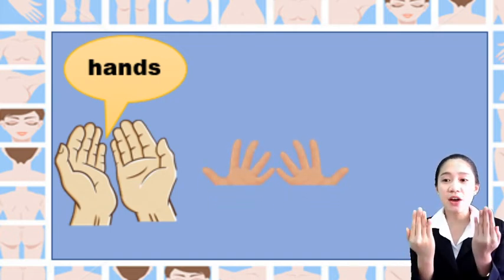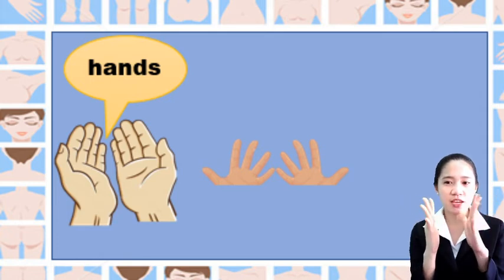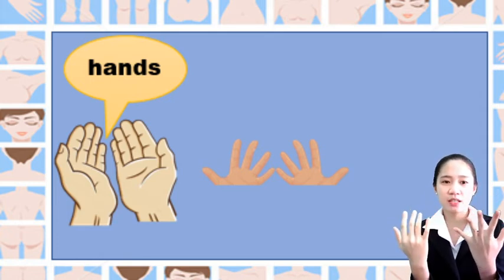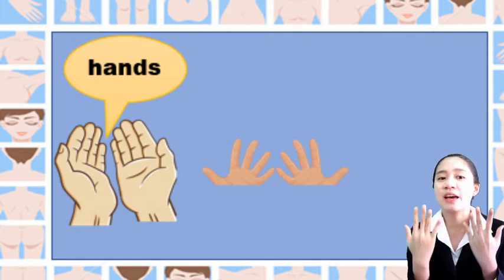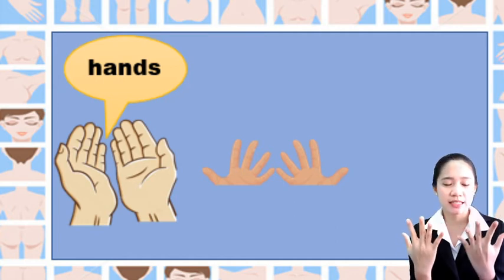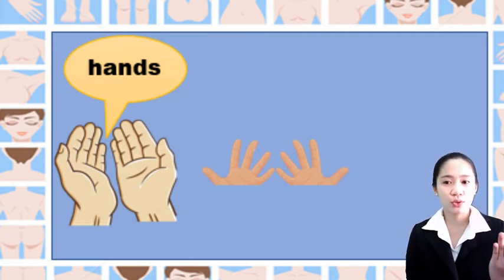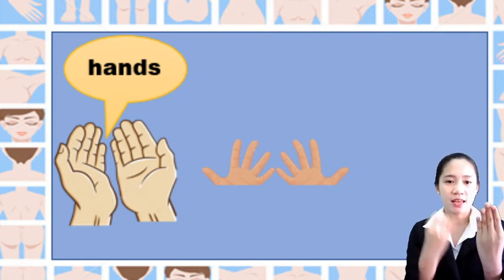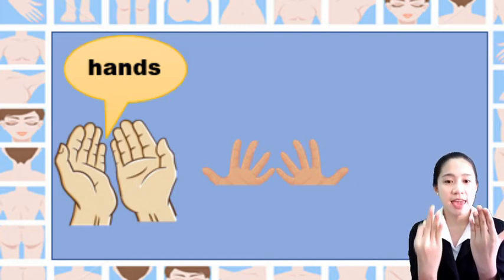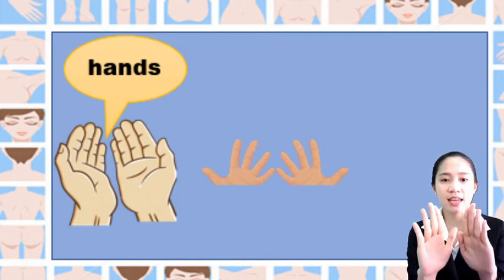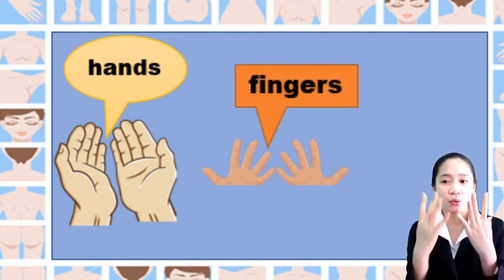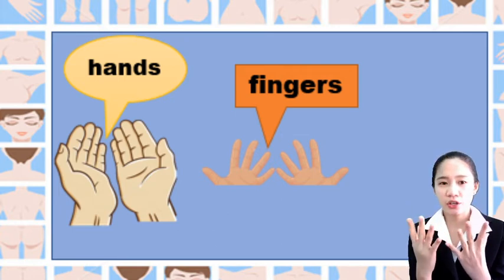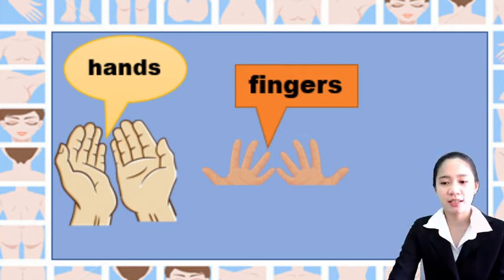Next, in our hands, we have fingers. We have here fingers. So how many fingers do we have in our hands? Very good. So we have 10 fingers. Okay, everybody, let us count. 1, 2, 3, 4, 5, 6, 7, 8, 9, 10. So we have 10 fingers in our hands. What do you call this again? Very good. So these are our fingers.